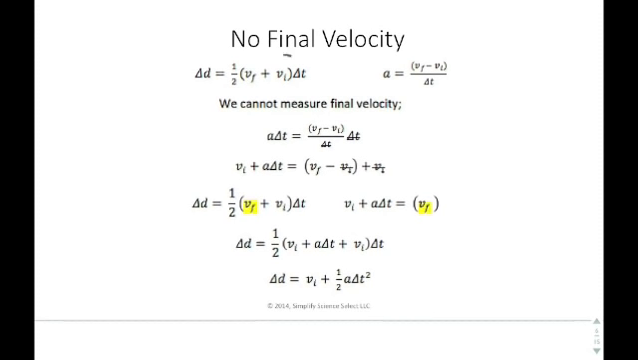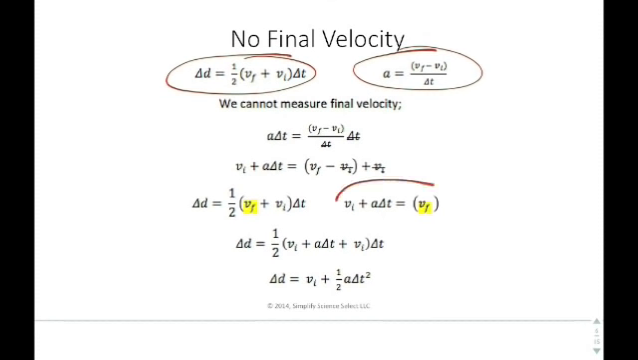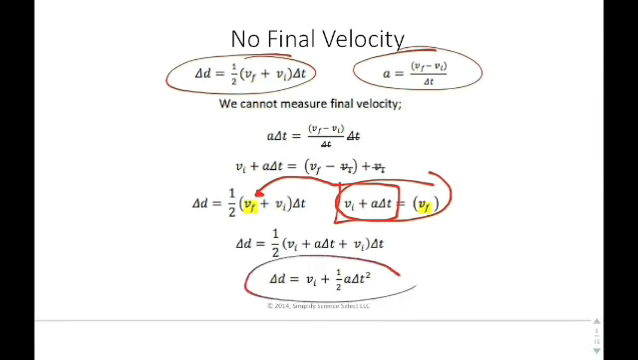It comes from the two motion equations that we're familiar with. What we did is we took this equation and rearranged it to solve for final velocity. Once we had it equal to final velocity, I can take this term right here and substitute it in. When I do that and I simplify, this is the equation that I get.